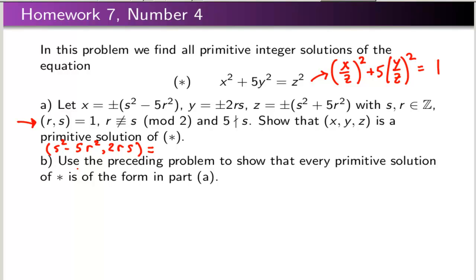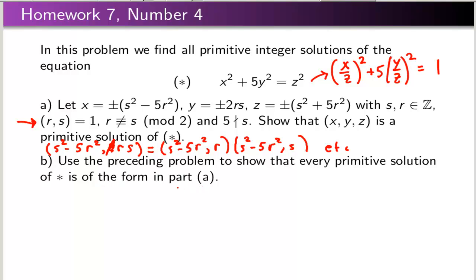So what does that mean? Is s squared minus 5r squared even or odd? So if s is even, this is 0, and r is odd, this would be an odd number. And if s is odd, this is 1, and this is 0. So this seems to be an odd number. So the 2 is not going to play any role. And then r and s are relatively prime, so you can kind of break that up like this, etc. Okay, so calculate these GCDs just using basic properties. Subtract a multiple of s from s squared, etc., etc. And then use the preceding problem to show that every primitive solution is of this form.